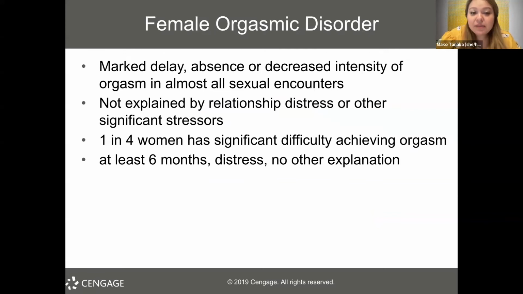Importantly, these types of symptoms cannot be explained by other factors, just like the other disorders, like relationship distress or life stressors. And although we don't have data about exactly how many women have this disorder, we do have data on how many women experience symptoms related to this disorder or just report having difficulty achieving orgasm. It's estimated that 1 in 4, or 25%, of women have significant difficulties achieving orgasm.